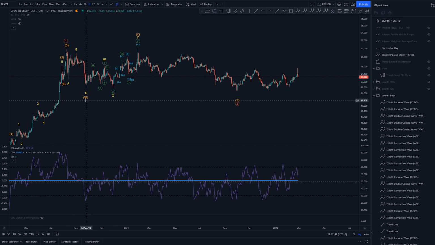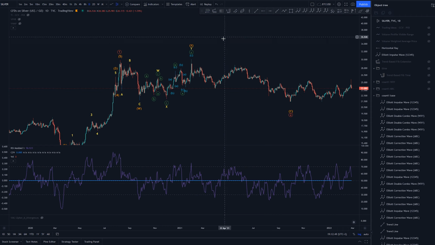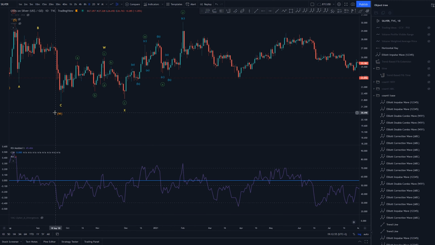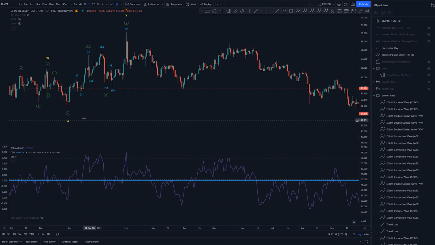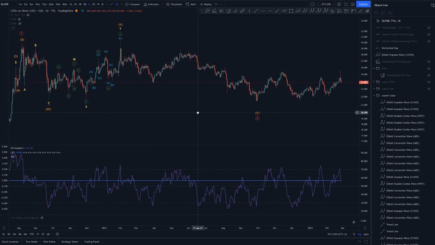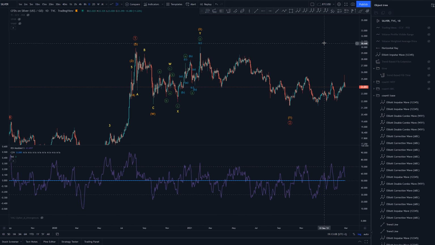And in any case, we get into W here, intermediate degree, then W, X, Y into the X of the intermediate count. Not much here to go through. This looked pretty simple to me overall. I had some issues down here, which we will talk about right now.